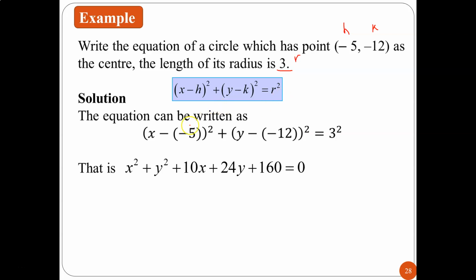Okay, the equation can be written as X minus your H is equal to -5 square plus Y minus your K equal to -12 square and your R equal to 3 square lah. And then you just expand it, kembang-kembangkan, then you get this answer. This is the answer, okay? So it's quite simple and straightforward. All you need to know is you need to identify what is your C, the point C, the center, and your radius.